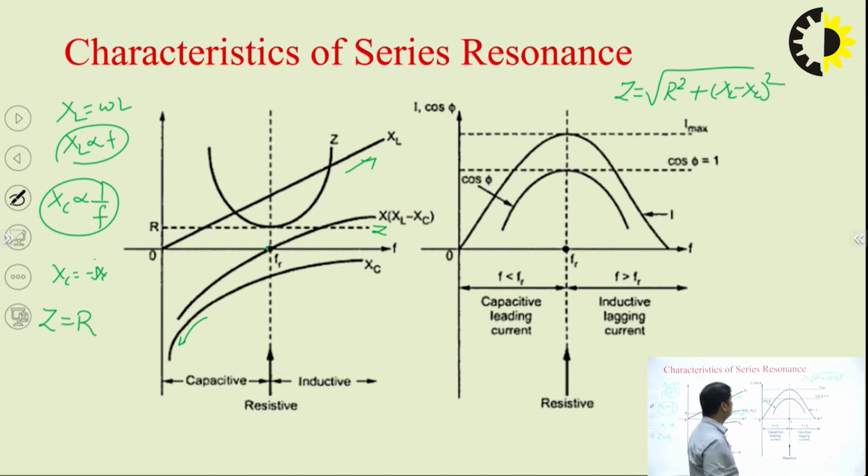Now let us come to this side here. On this side, this is the power factor and the current. So we know that this is the impedance and the current.